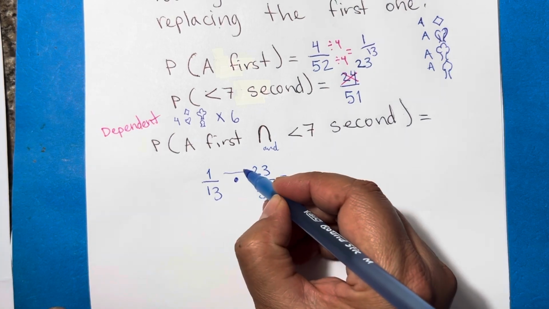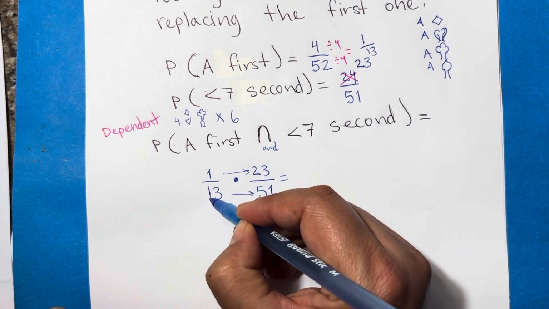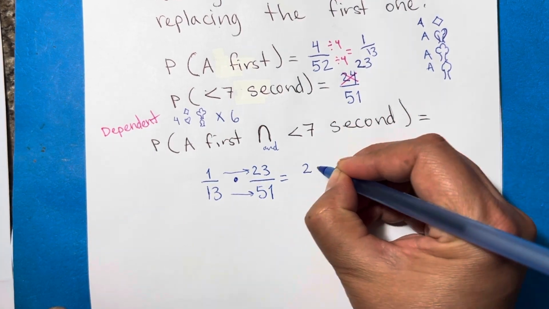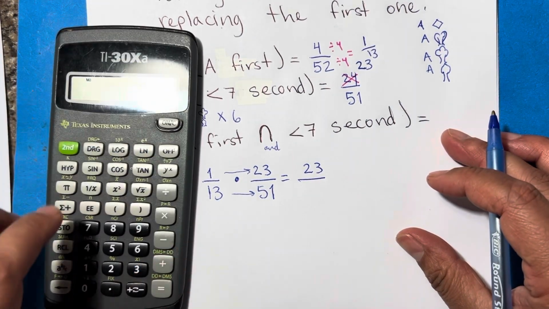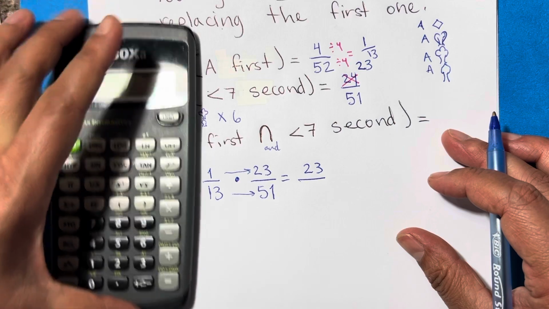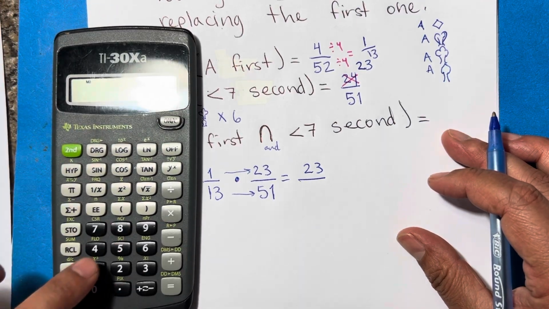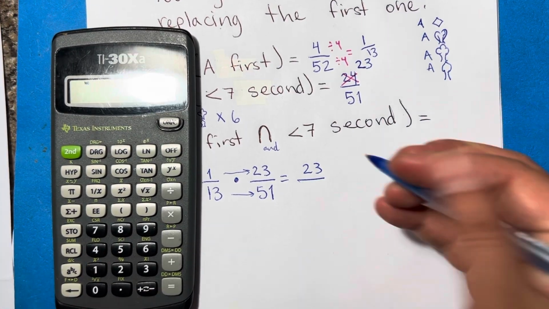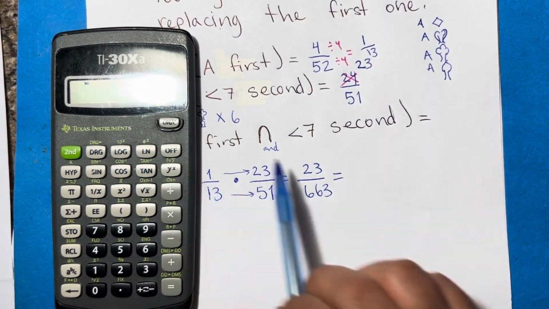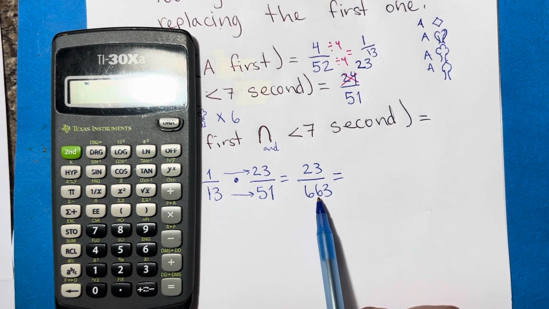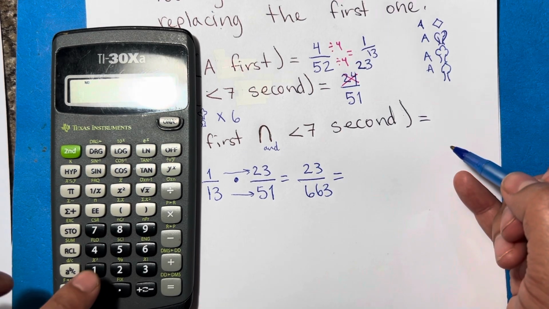And for multiplication, you just multiply straight. 1 times 23 is 23. 13 times 51, I'll just use my calculator. 13 times 51 is 663. In decimal form, all you have to do is divide 23 divided by 663.